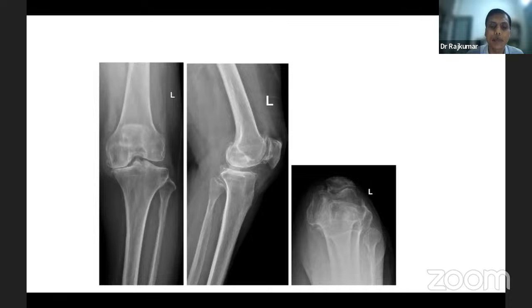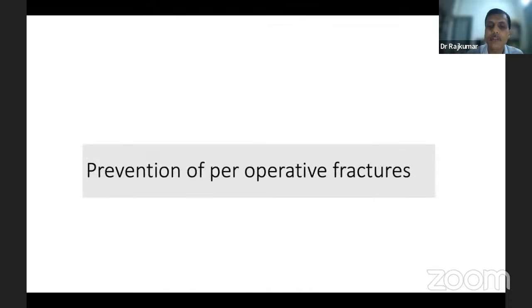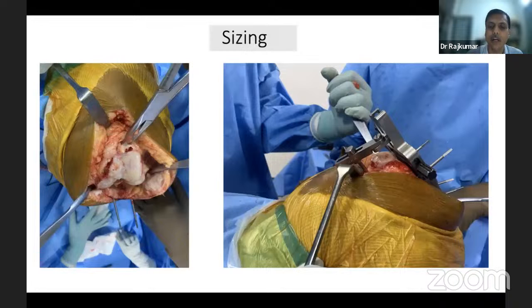Again, one more case, perioperative fracture augmented with screw fixation. This one is only a small hairline crack, which needed only screw fixation. So prevention of perioperative fractures, how to prevent it?